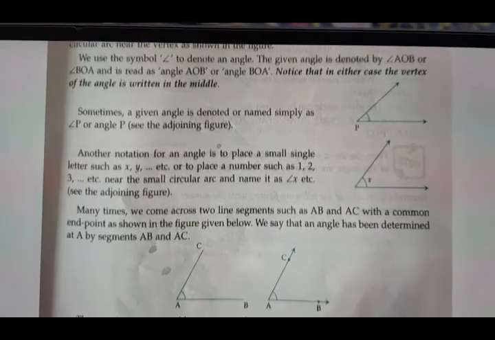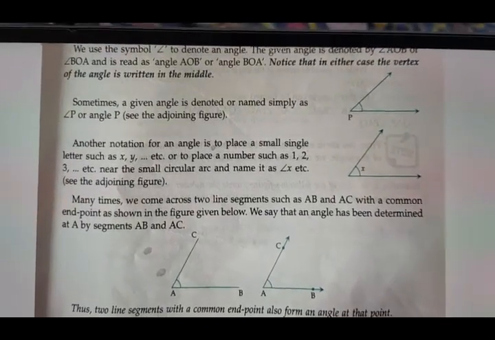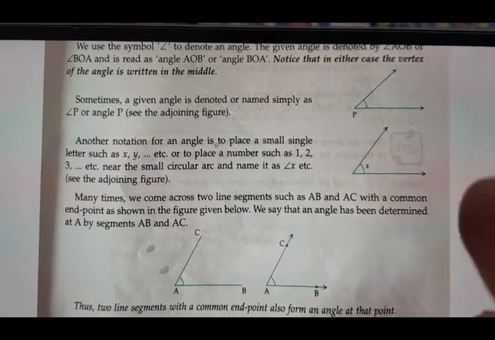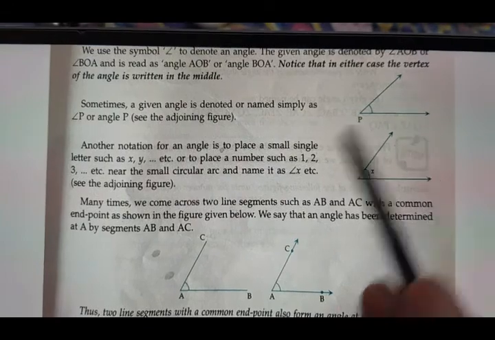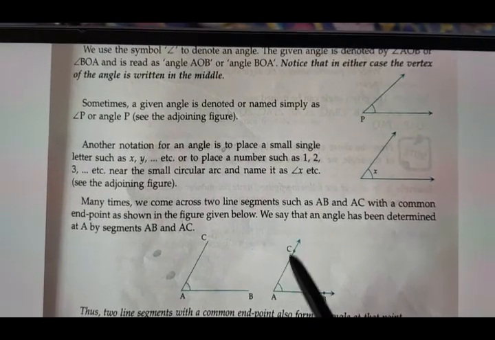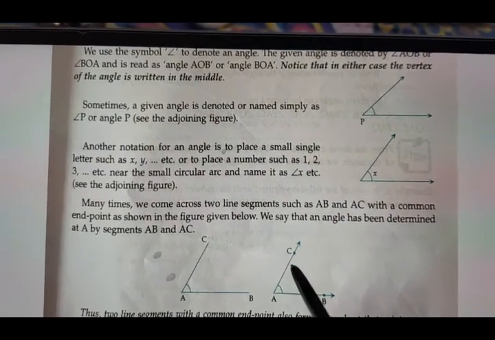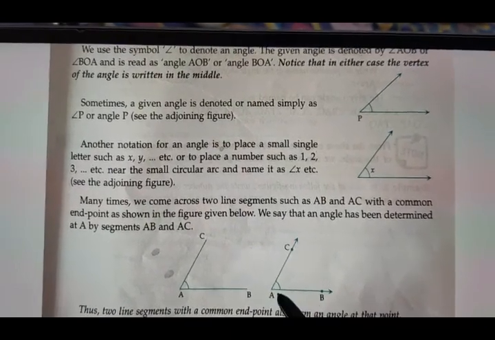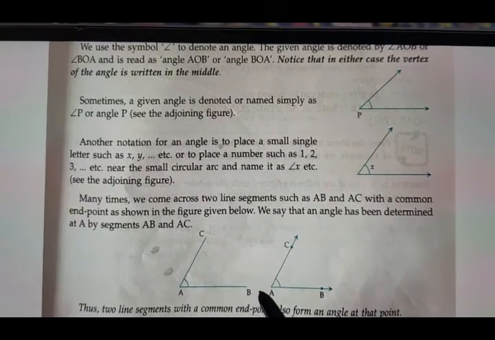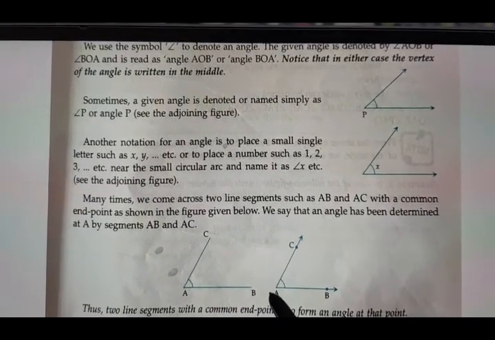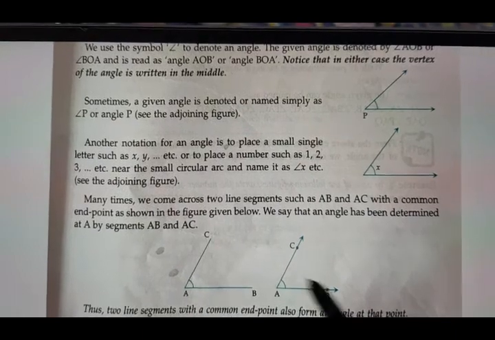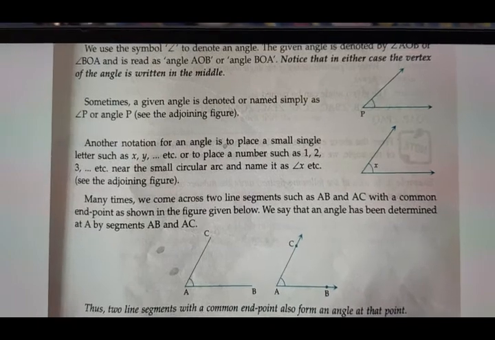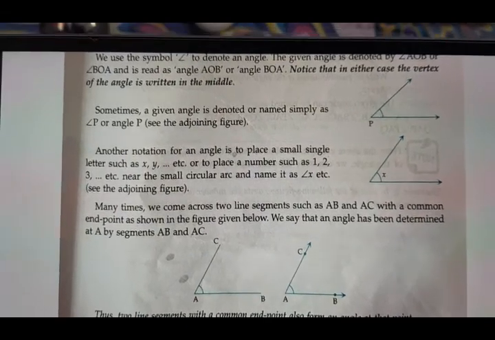Here we can see the common arms are two line segments, that is AB and AC, whereas in that case we had two rays. Here you can see rays also, ray AB and ray AC. In both cases it has nothing to do with the angles. You just have to remember it is showing the ray and it is showing the segment. But they have a common endpoint A, which determines the angle. So two line segments with a common endpoint also form an angle at that point. You have to remember this.